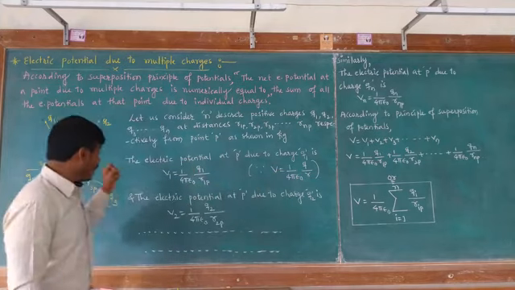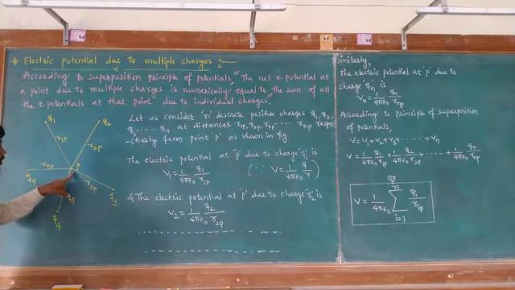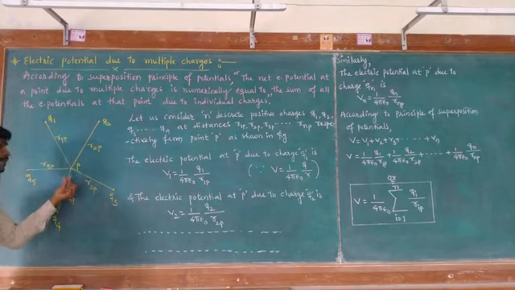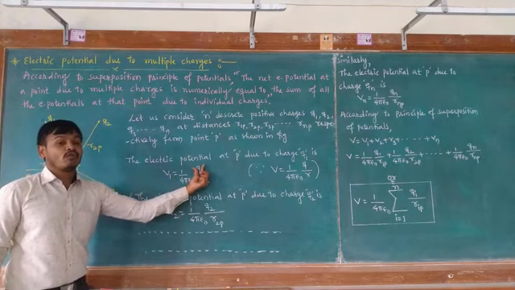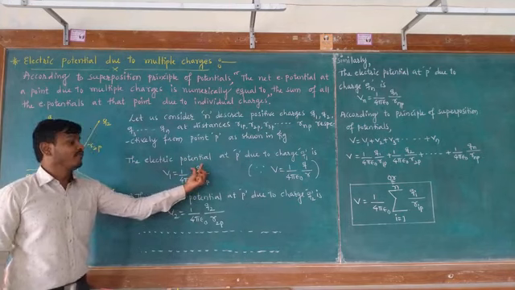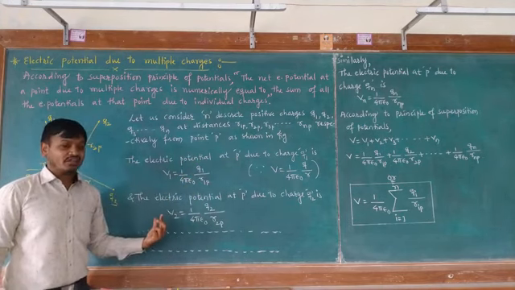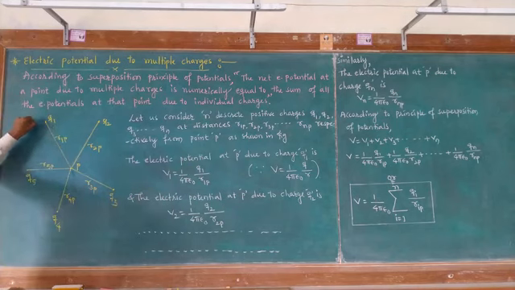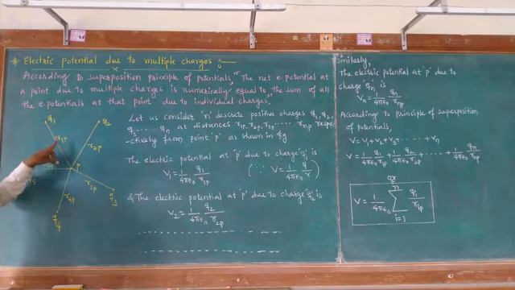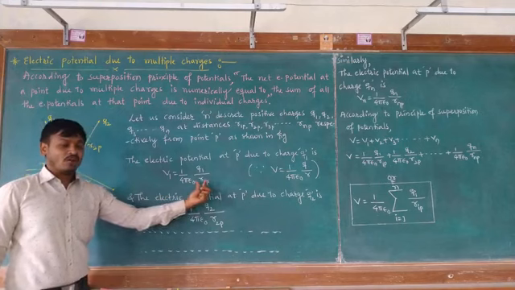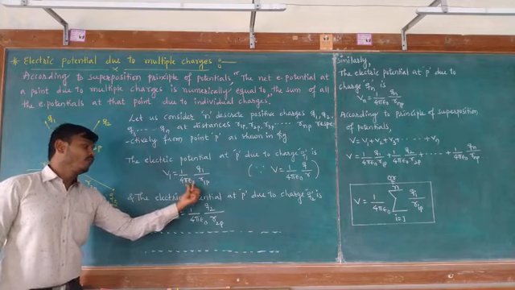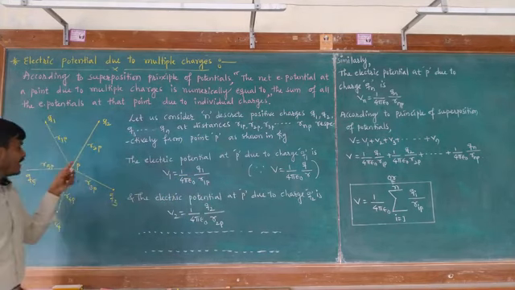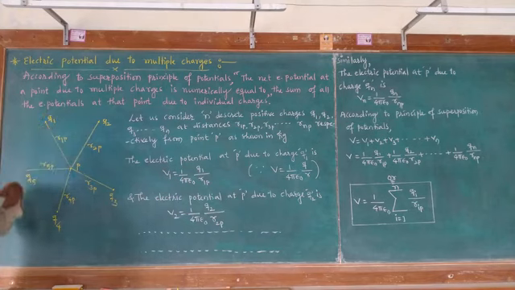With the help of it, we calculate the electric potential at a point P due to charge Q1. We can write V1 is equal to 1 by 4 pi epsilon naught Q1 divided by R1P. Here the first charge Q1 is in the numerator, and the distance at which Q1 is separated from the point P is R1P, therefore R1P is in the denominator. The medium is air or vacuum, so the permittivity of free space is epsilon naught. V1 is the electric potential at point P due to charge Q1.